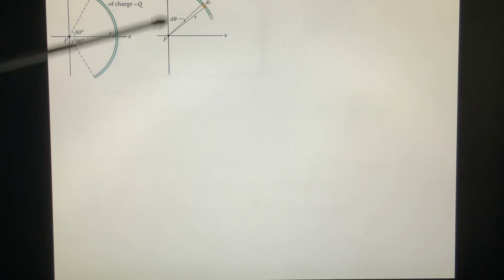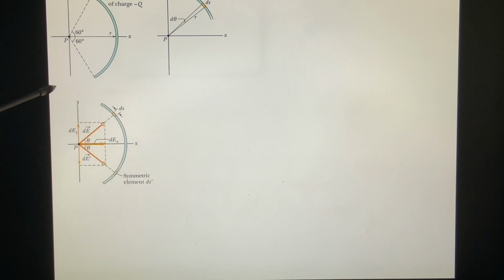Now, we have a symmetry with respect to the axis. So if we take a very small section of charge here, ds, corresponding to d theta, then we can have another one by symmetry. In this case, because the charge is symmetric, only the component along the x direction makes the final contribution. The E along the y direction will cancel out. We take pairs, and they always cancel out. So the conclusion is that the final E is along the x direction, right?